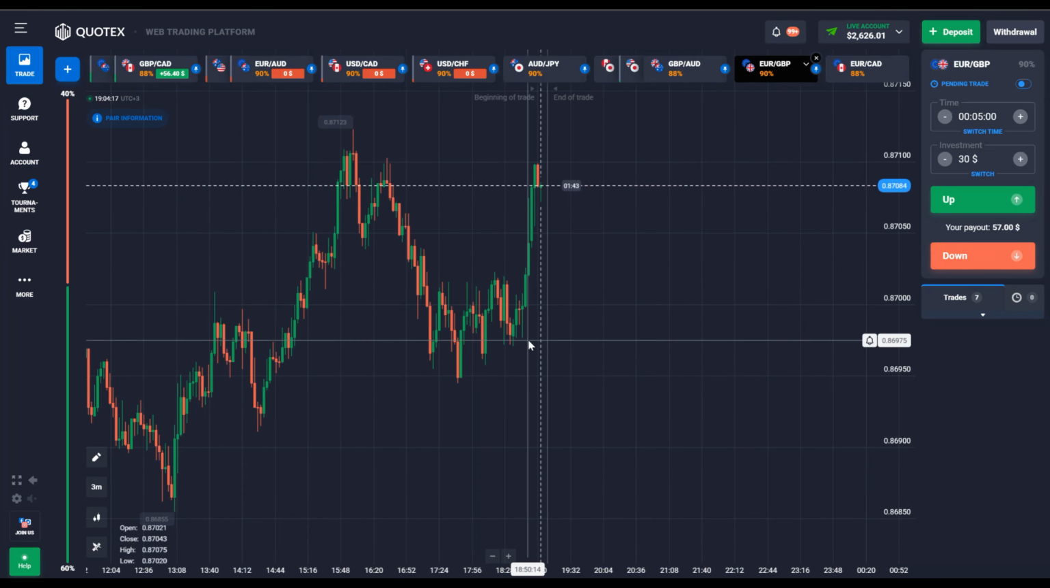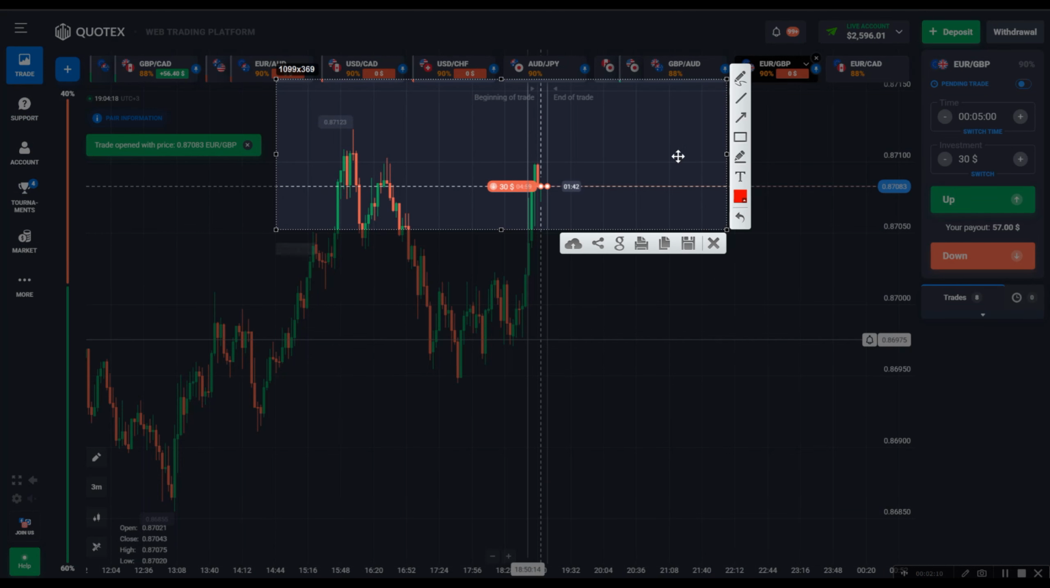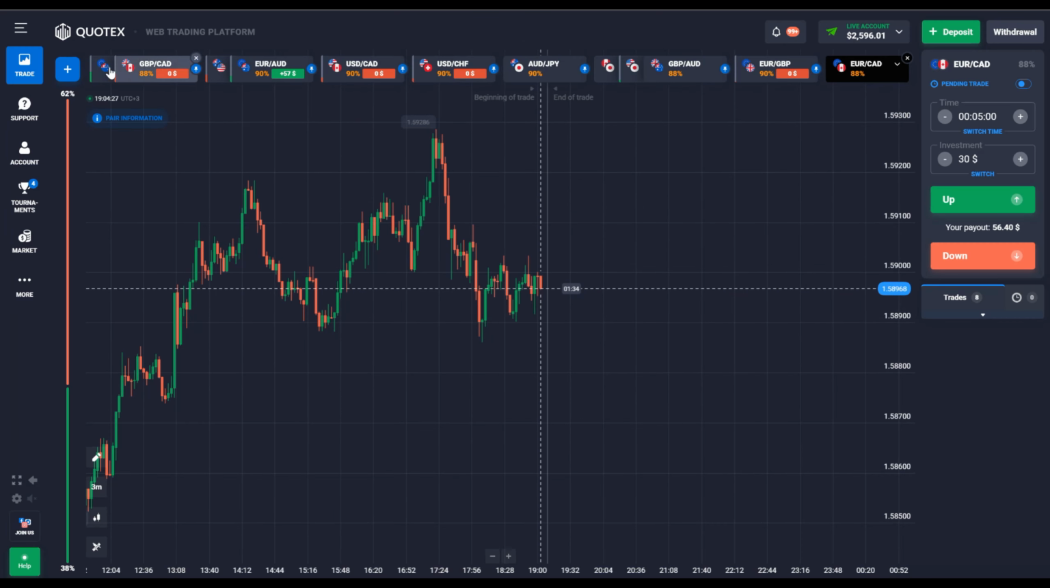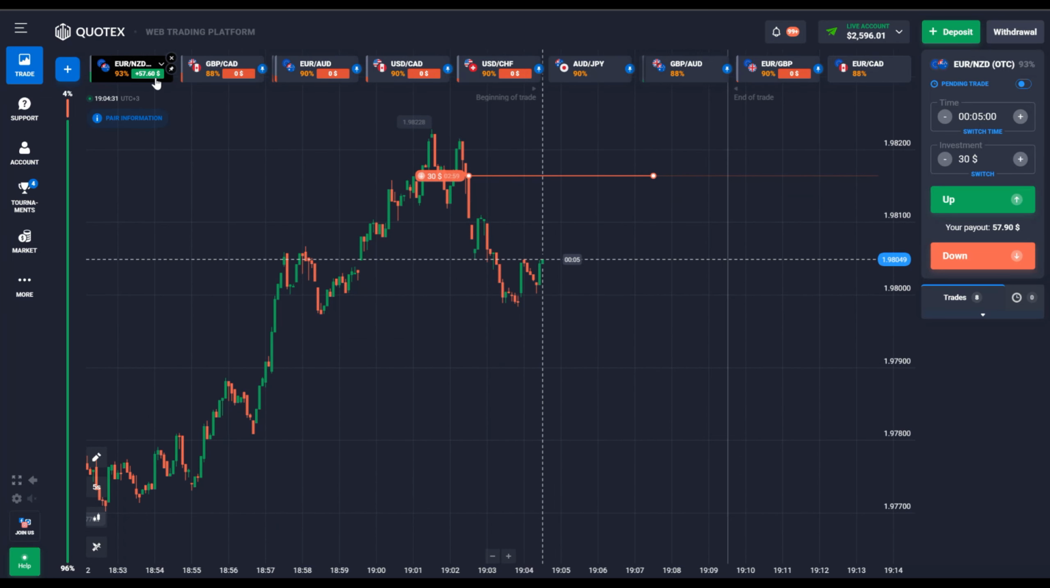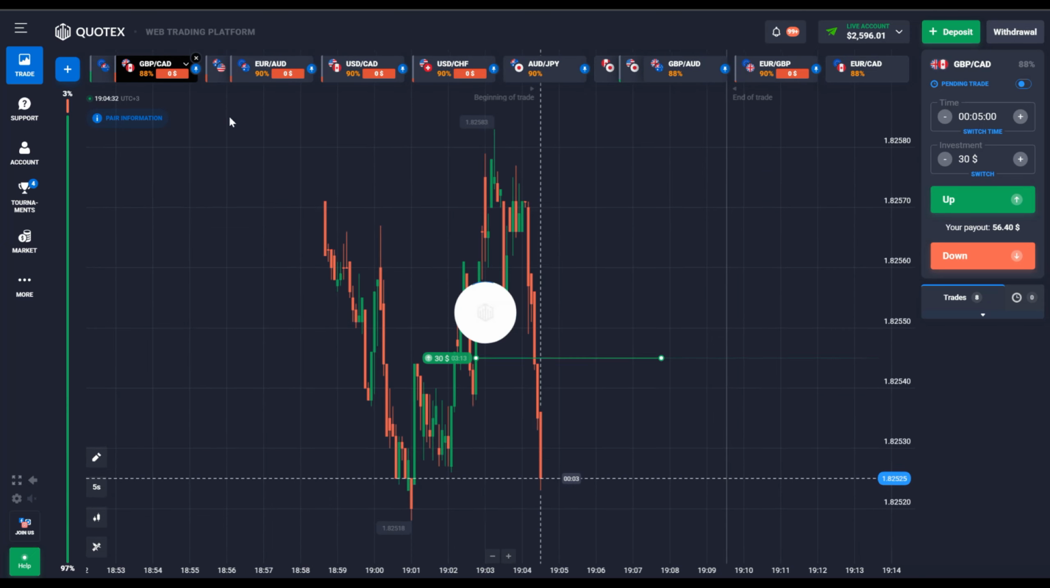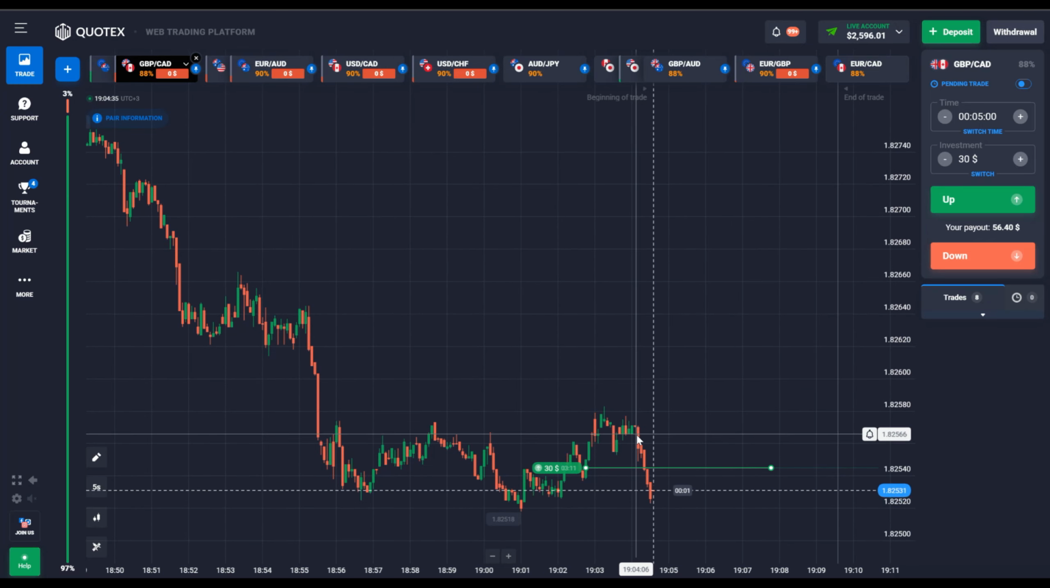Euro, British pound, I'm opening a down trade. Local maximum, why not try to make some money here? And basically that's it. 8 trades are open, let's see what's actually happening. A Euro, New Zealand dollar is in profit for now, British pound, Canadian dollar was in profit for a bit, but it's fallen for now.